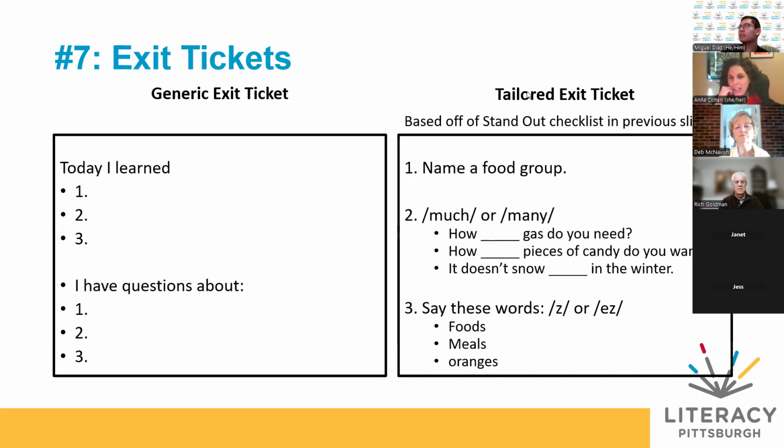Or you can make a more tailored exit ticket where, and again, I based this one off of the checklist from the previous screen. Name a food group, fill in the sentence with much or many, and then some pronunciation practice with you. Okay. And again, you could keep these over time and show your students how they're improving. Or it's just a check-in for you as well. Did they get what we're doing, or do we need to do it again?